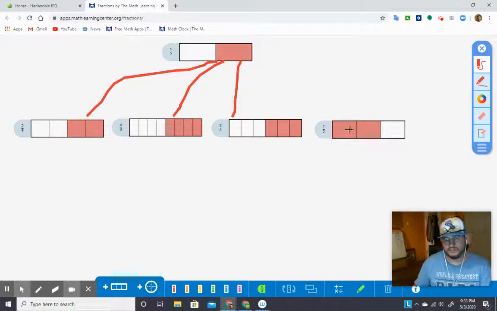Now, why do we say this one's not included with these? Well, let's take a look at it. There's three equal parts and there's two parts shaded. Now, is two half of three? No, two is not half of three. So this is why 2/3 is not equivalent to 1/2.